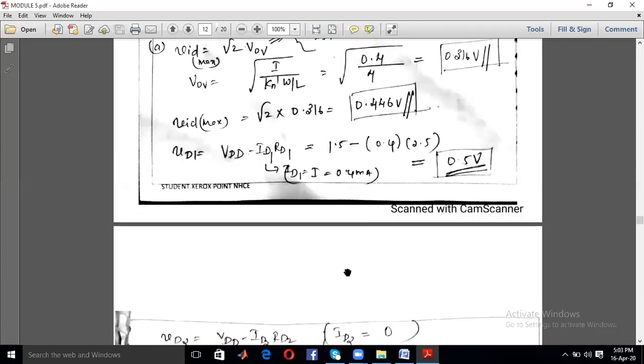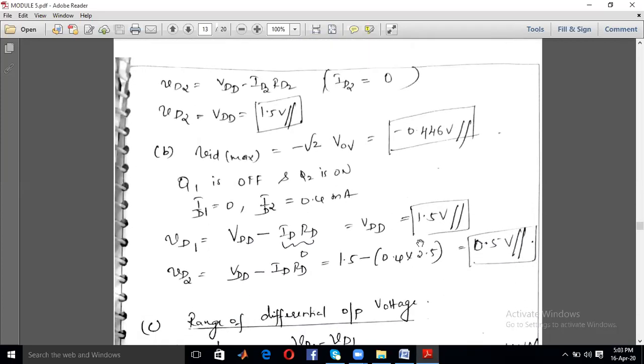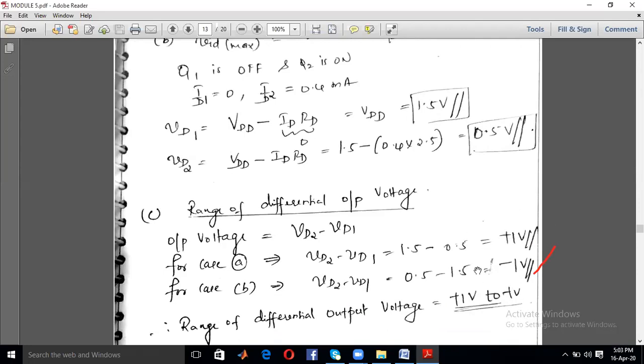At the same time, you can go and check the second case, that is Q2 on and Q1 off. There also we are getting 1.5 and 0.5, but it just becomes reversed. Now find the output here. Output is VD2 minus VD1, that is 0.5 minus 1.5, which is minus 1 volt. So this is the actual output range that you have got.